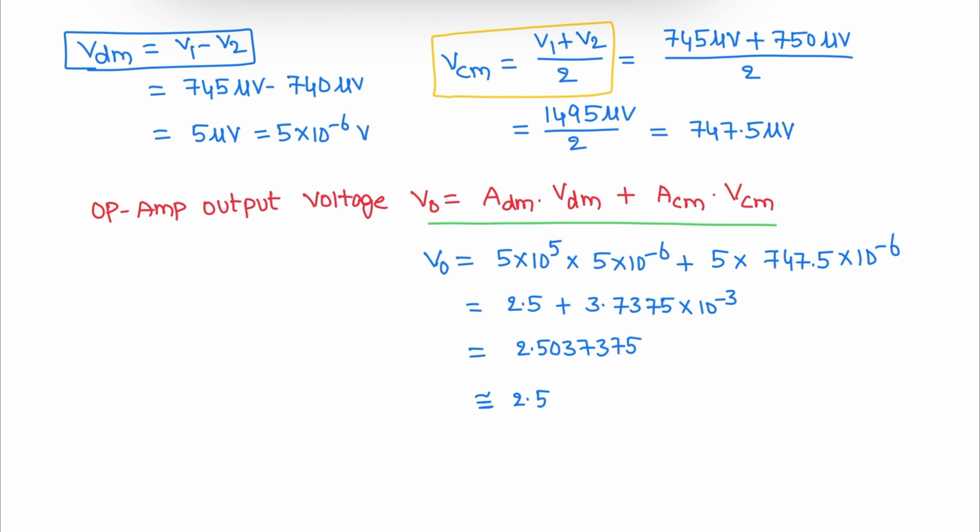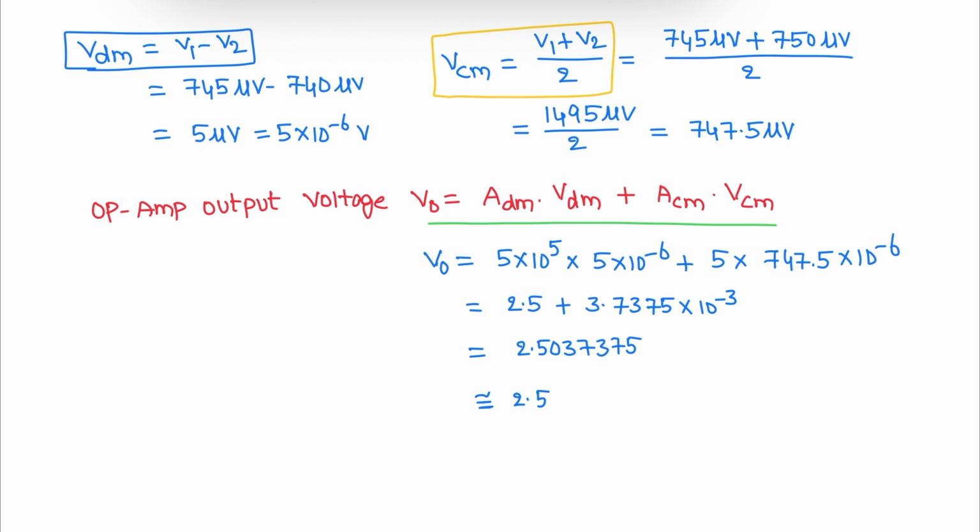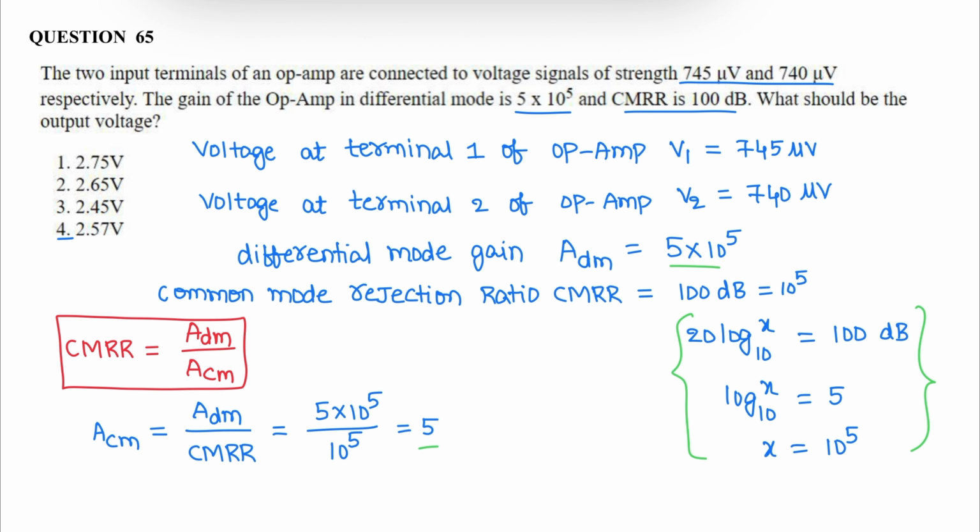So substitute all the values here. ADM is 5 into 10 power 5, VDM is 5 microvolts, ACM is 5 and VCM is 747.5 microvolts. On substitution we will get the output voltage of the op amp as 2.5 volts. Correct answer is option 4.